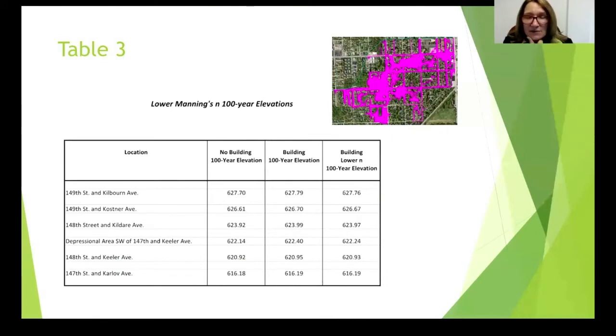So you're looking here at basically hundredths of a foot between the no buildings model, the buildings model, and the buildings model with lower n values, using a 0.10 Manning's index compared to 0.15. We just are not seeing a lot of differences.